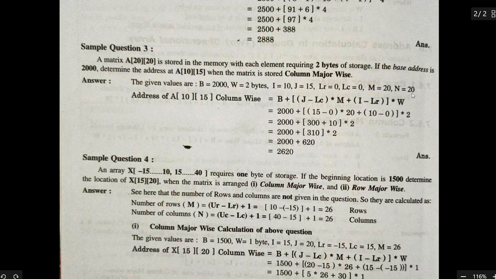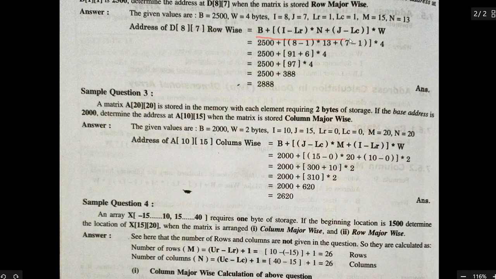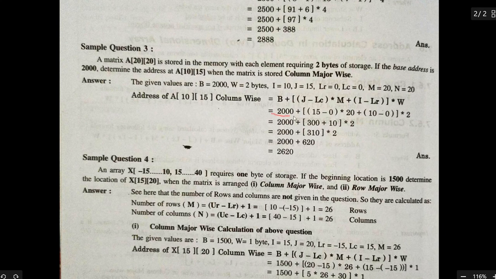The value of M and the value of N are given. Now simply apply the formula. Here you have to use column measure wise, so the column measure wise formula is this. In the previous example we used this formula with N. In place of N you have to use M, meaning the number of rows, and in place of I minus LR we use J minus LC, and in place of J minus LC you use I minus LR. So you can remember this formula with the help of this kind of symmetry. Learn this formula and put in the values.